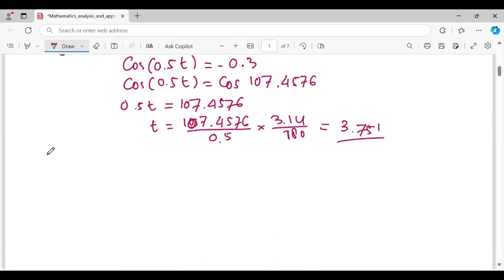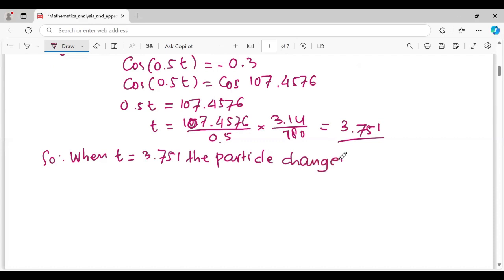So when t equals 3.751, the particle changes its direction. Now, part B.